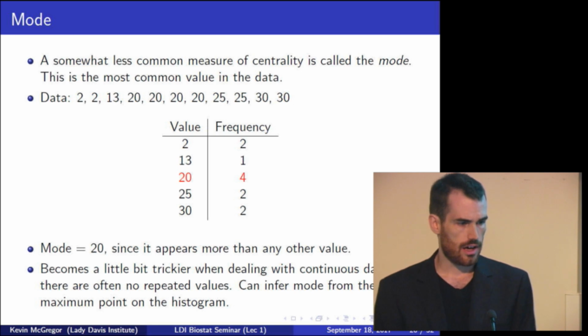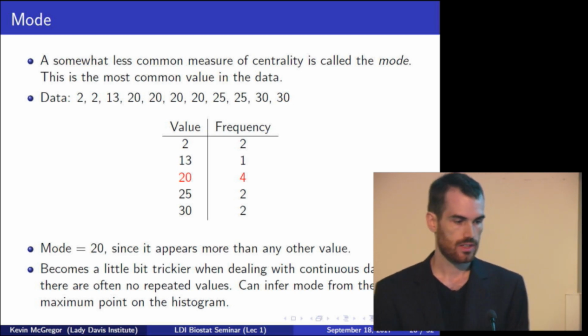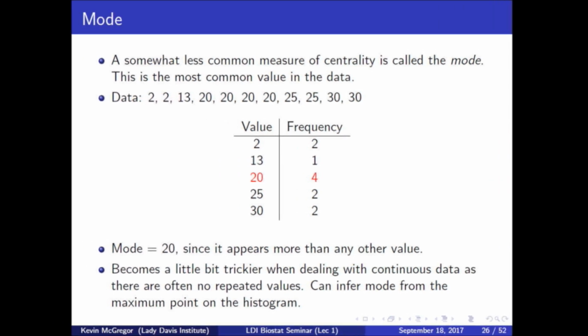So our last measure of central tendency is what we call the mode. Again, it's quite easy to calculate. Basically, we just take the most common value in our data. So if we have this data set, as you can see in this case, we have repeated measures. Not repeated measures, just repeated values over different individuals.